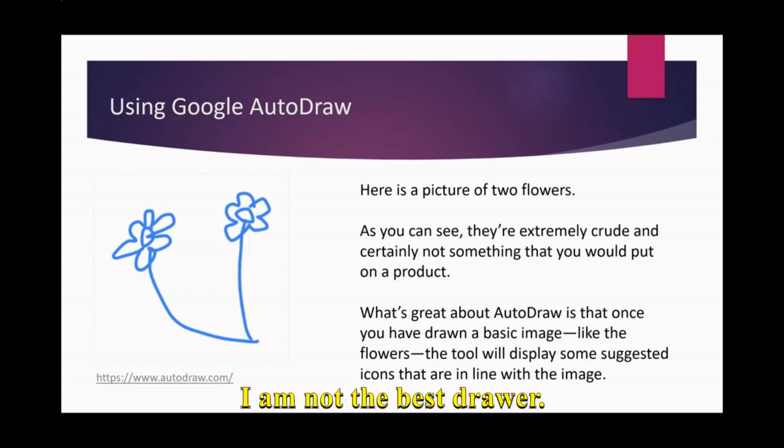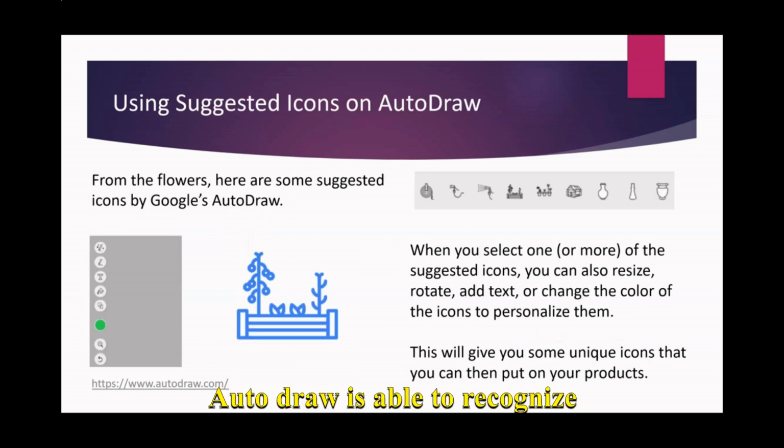I am not the best drawer, I'll be the first one to admit that. So I've got sort of some sketchy looking flowers here. They're really crude. They're definitely not something that I would put on a product. And if I did put it on a product, I would not expect that product to sell. But once I've drawn my really poorly drawn flowers, Google Auto Draw is able to recognize what I'm trying to do, draw flowers. And then it suggests some icons that are in that same sort of category.